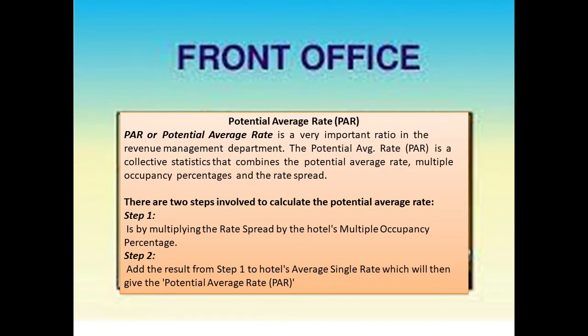Okay, now we have the potential average rate or PAR. PAR, or potential average rate, is a very important ratio in the revenue management department. The potential average rate is a collective statistic that combines the potential average single rate, multiple occupancy percentage, and the rate spread. There are 2 steps involved to calculate the potential average rate. Step 1 is multiplying the rate spread by the hotel's multiple occupancy percentage. Step 2, add the result from step 1 to the hotel's average single rate, which will then give the potential average rate, or PAR.